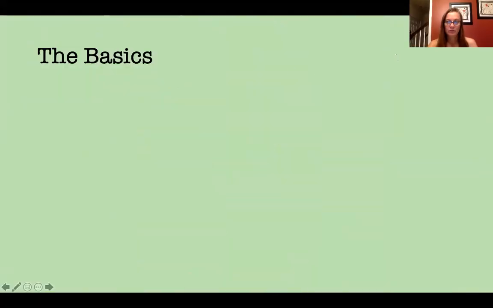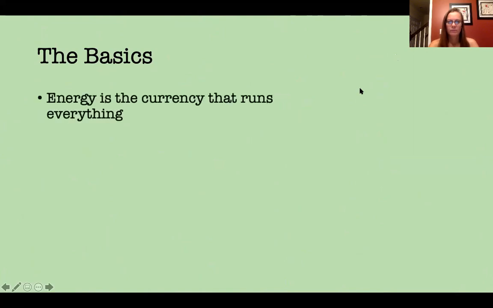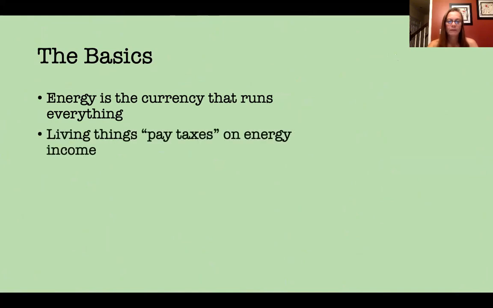Okay, so let's first start with the basics of energy in ecosystems. First of all, energy we can think of as the currency that runs everything. Just as money is what makes our society function, energy is what makes ecosystems function. Living things don't get to use all of the energy that they take in. So we can think of that as paying taxes on our energy income.